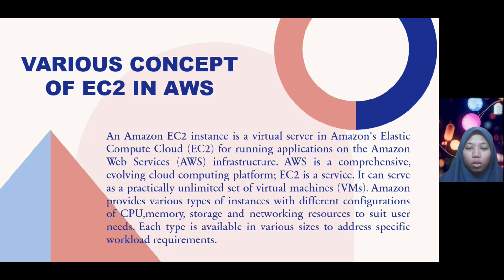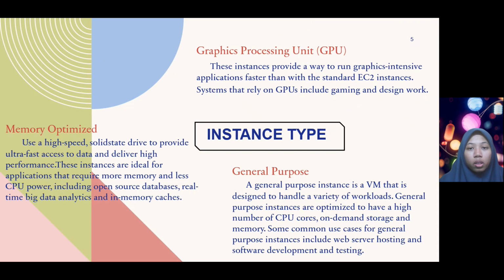Amazon provides various types of instances with different configurations of CPU, memory, storage, and networking resources to suit user needs. Each type is available in various sizes to address specific workload requirements. Then, the instance type with graphics processing units: this instance provides a way to run graphics-intensive applications faster than with the standard EC2 instance, for systems that rely on GPU, including gaming and design work.